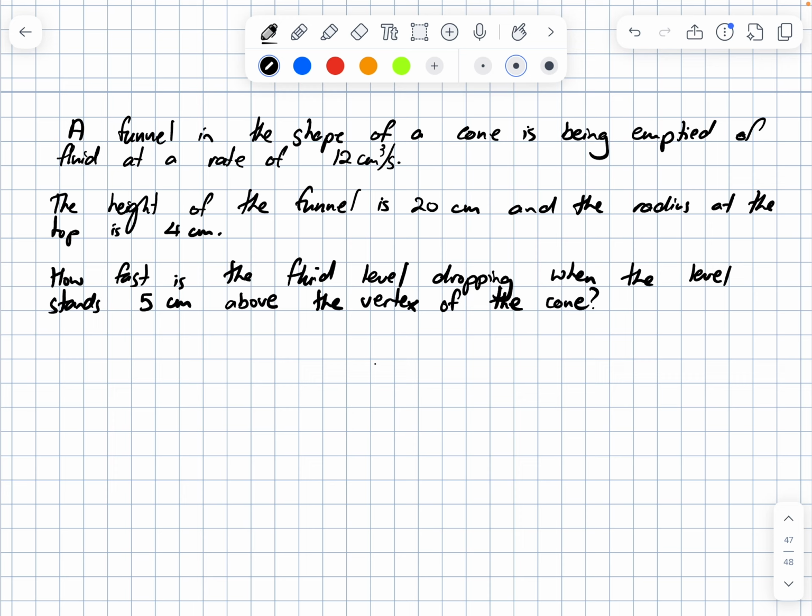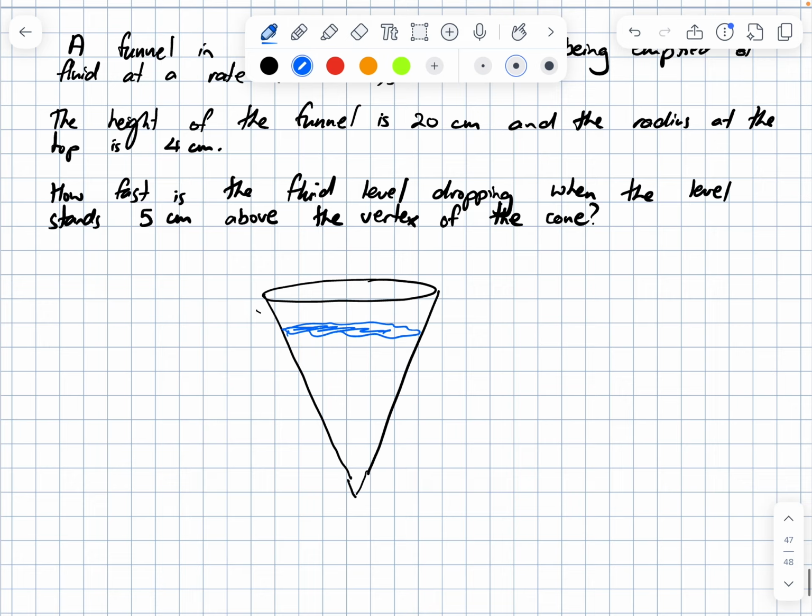Okay, let's draw a cone. Now which way will it be? It is a funnel, so it's going to be this way. There's our cone, and it has some fluid in it. Let's just draw fluid. There it is. It's been emptied at a rate of 12 centimeters cubed per second. So that means it's going through the bottom of the funnel and it's dripping out.